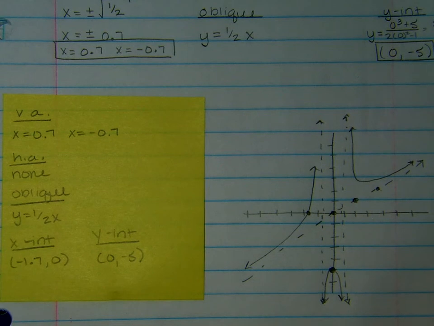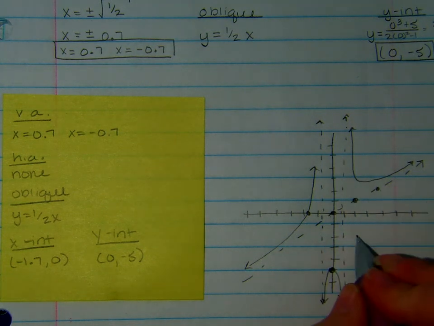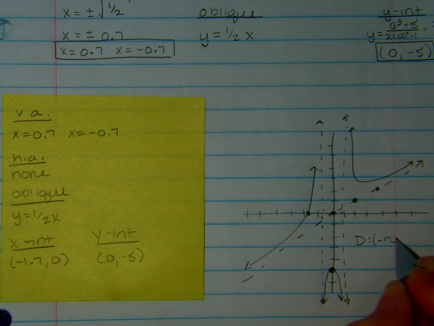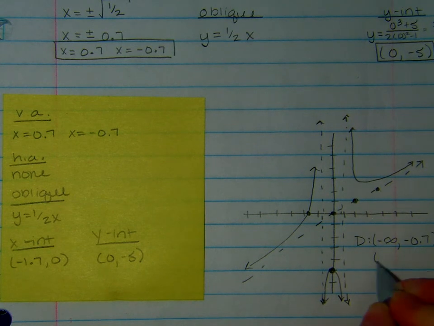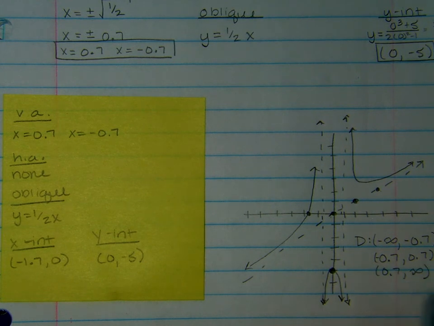Now, this function has a domain that stops at the asymptotes. So my domain is negative infinity to negative 0.7, negative 0.7 to positive 0.7, and then positive 0.7 to infinity. That's my domain.